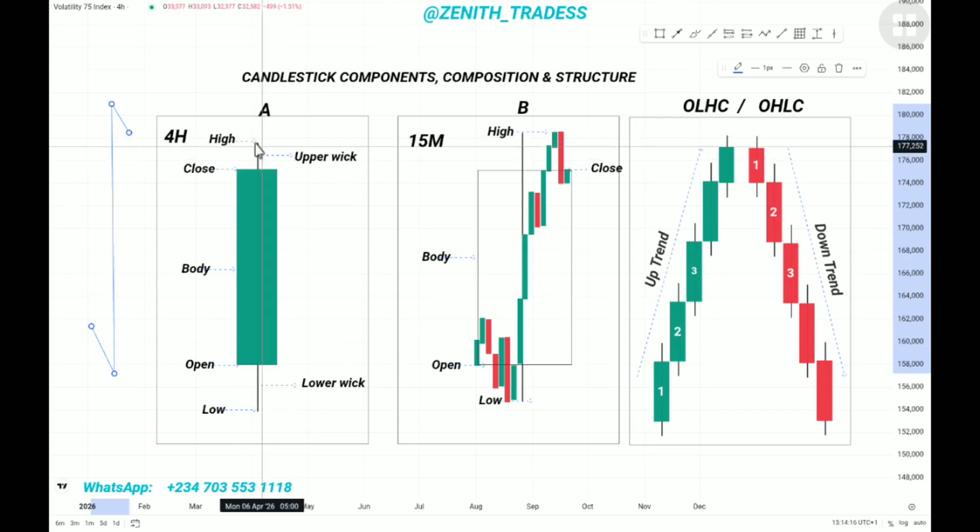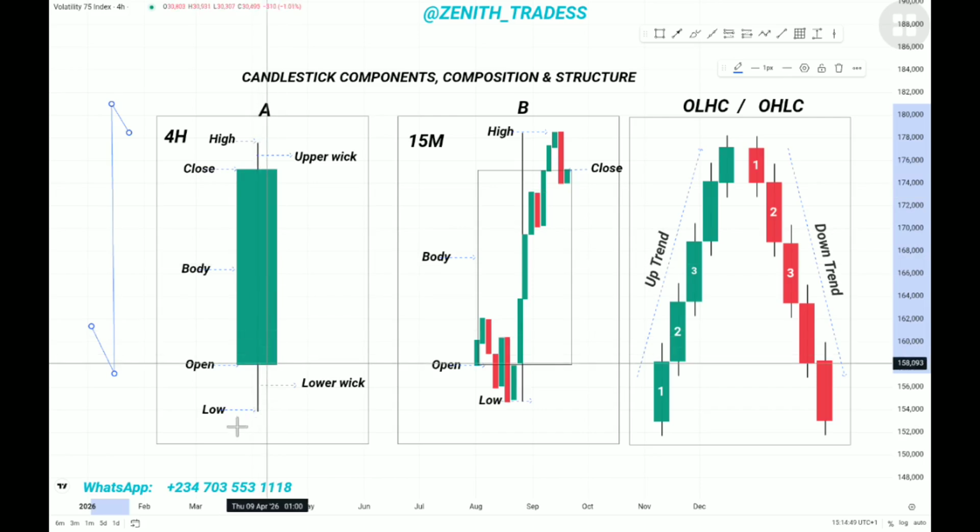Then this skeletal part that you are seeing tells us the movement, as it opens, as it drops down first. This wick is telling you price came here first before it goes up, and this upper wick is telling you price actually pushes up here, reaching here before it drops down. So that's why that part is skeletal. The opening price and the closing price, that distance gives us what we refer to as the body.